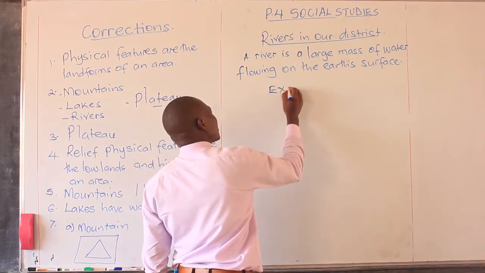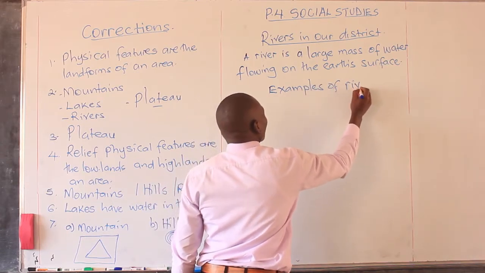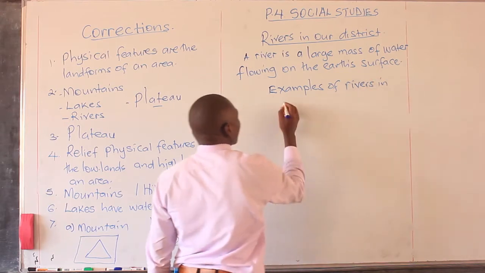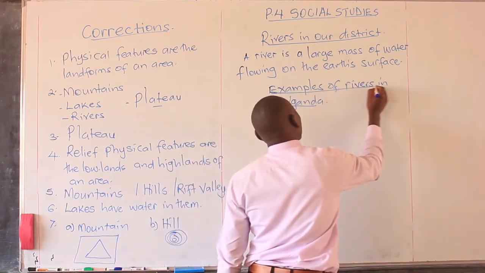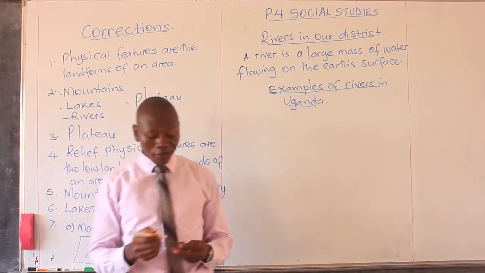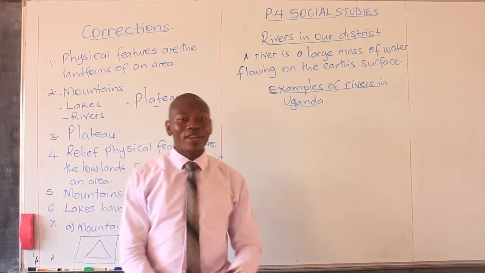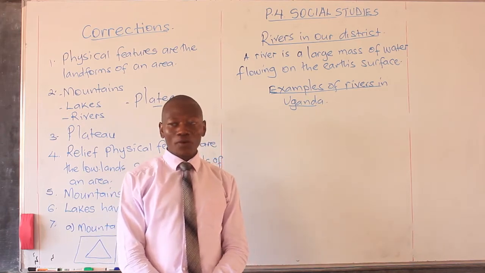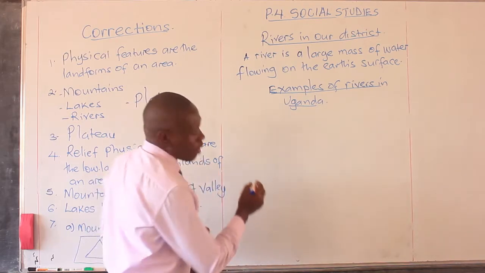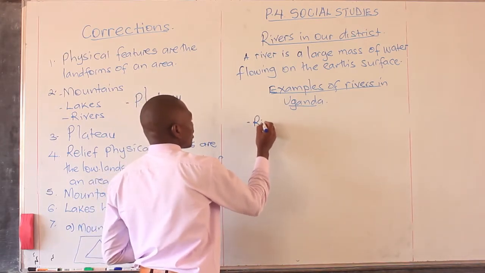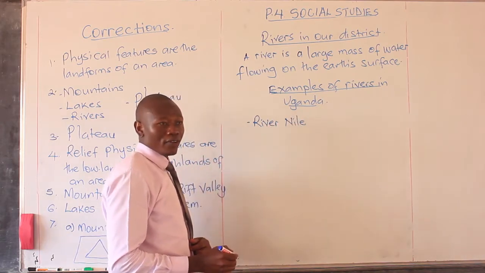So we shall look at examples of rivers in Uganda. Maybe where you live, the rivers which flow in your district. But in Uganda, there are very many rivers that you can have a look at. The first example of a river in Uganda is River Nile.